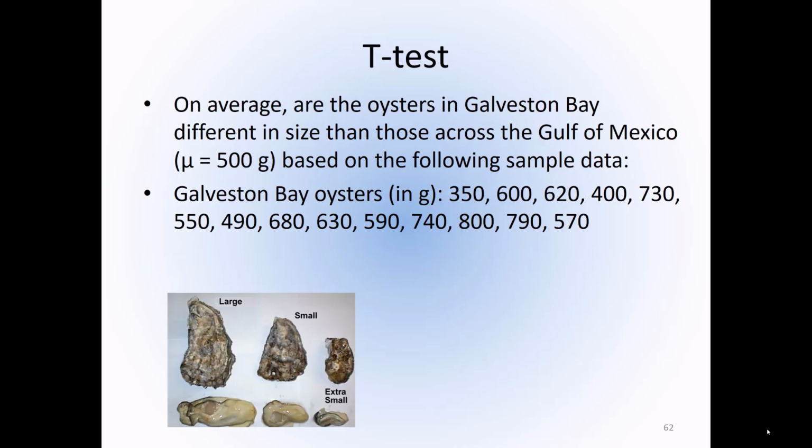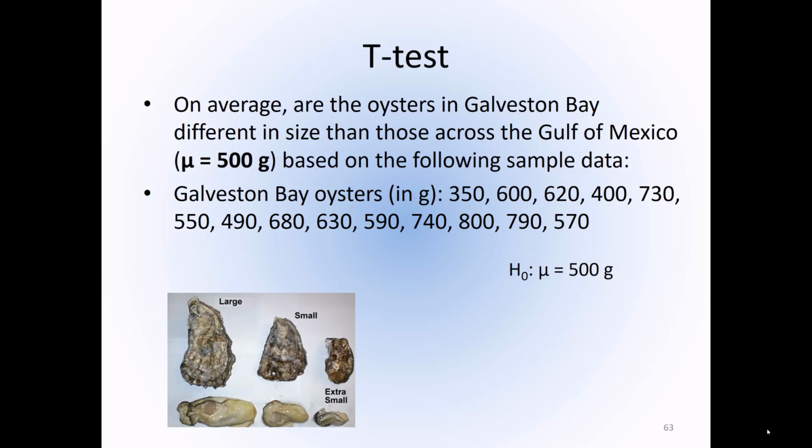Now, let's look at one last example here for this single t-test. Let's say that we're interested in looking at the weight of oysters in Galveston Bay. We know that across the Gulf of Mexico, on average, they're 500 grams, but we're interested if the oysters in Galveston Bay are different than this. So we've got our data here. We've gone out and collected oysters, and we've weighed each one of them.